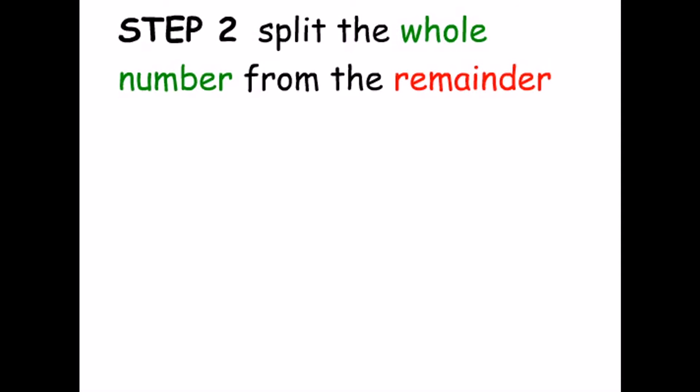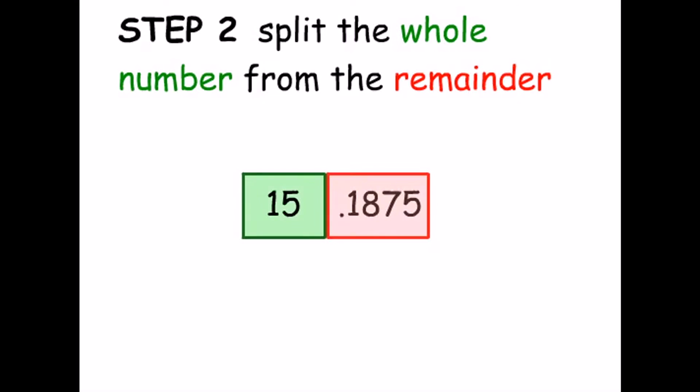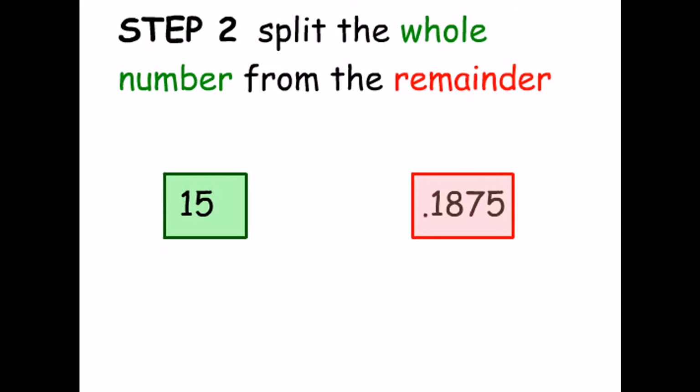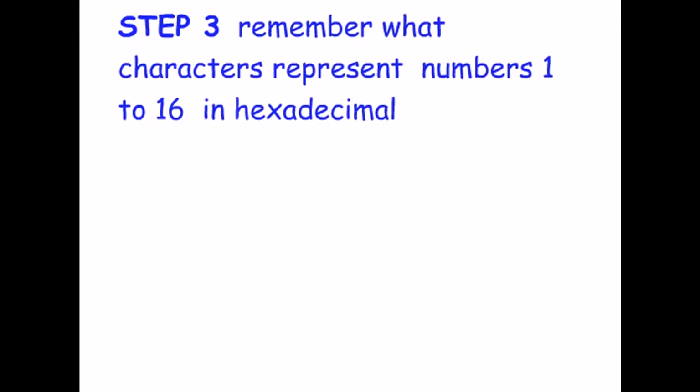Step 2 is super simple. You just get the result from step 1, where you divided the decimal or denary or normal number by 16, which in our example gave us 15.1875, and you split it into 2. You split the whole number part, 15, from the remainder, 0.1875. When you remember this later, don't forget the point.